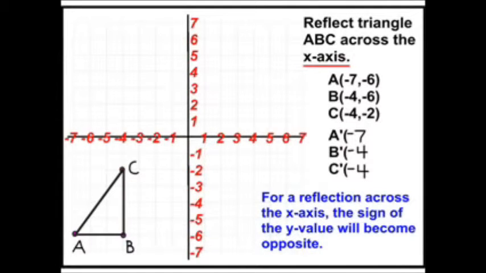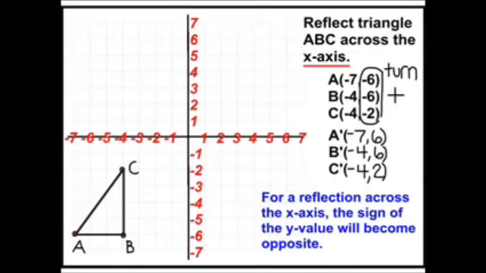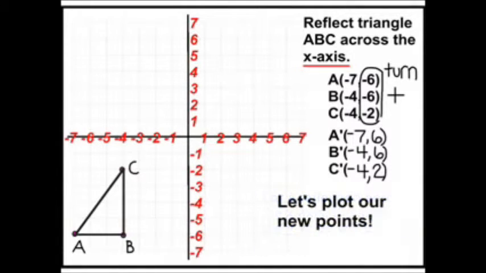Now let's take all of the y values. Because each of the y values were negative, simply turn them positive. So instead of -6, -6, and -2, we now have 6, 6, and 2. Now we have the location of the 3 new points when reflecting our original triangle across the x-axis.